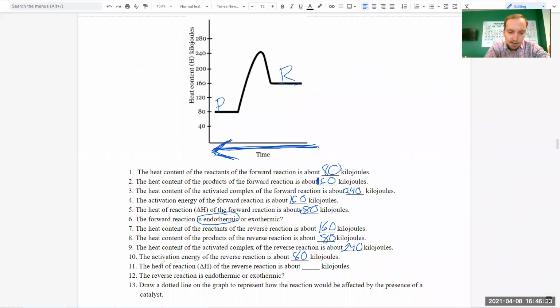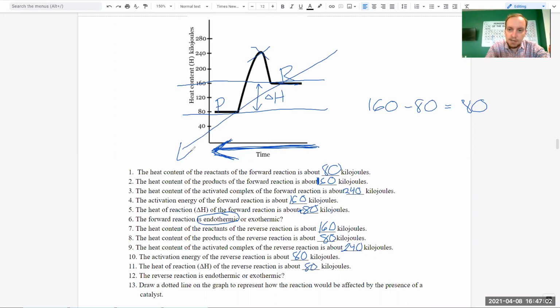Number 11, it says the heat of reaction, or delta H, the change in enthalpy of the reverse reaction. So remember, the delta H is a change from the beginning to the very end. This has nothing to do with the delta H. It is from the beginning to the end. This is your delta H. So it's going to be 160 minus 80. That would give me 80. Would that be a positive 80 or a negative 80? Because again, we're going in this direction, it would be a negative 80 kilojoules.